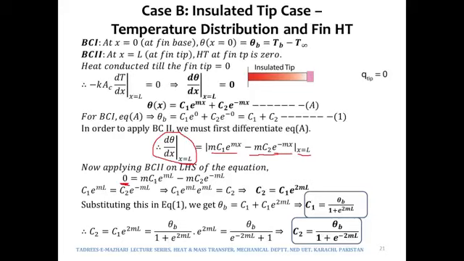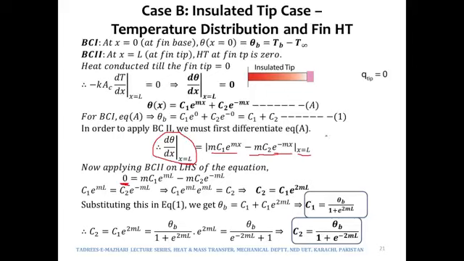So it would be m c1 e to the power ml minus m c2 e to the power minus ml. And then m will get cancelled out throughout, so c1 e to the power ml would be c2 e to the power minus ml. So therefore c2 can be written in this form: c1 e to the power ml upon e to the power minus ml. So it would become e to the power ml times e to the power ml, means e to the power 2 ml. So this would be the expression for c2 in terms of c1.